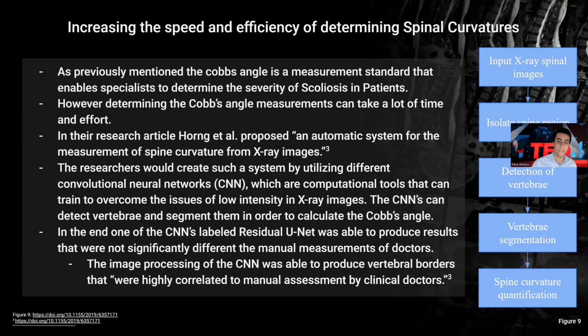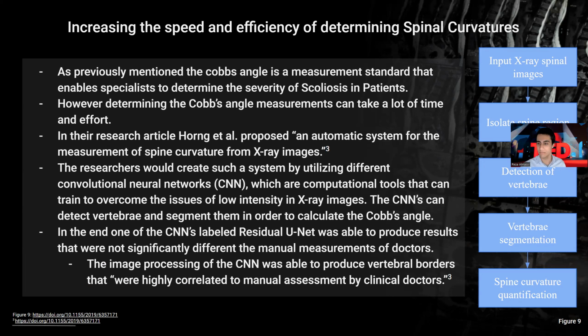In this research paper, the researchers outline a way to significantly speed up the process of obtaining a Cobb's angle calculation. The researchers utilized computational tools to outline individual vertebrae on an X-ray image. These outlined vertebrae could then be utilized to easily find the Cobb's number. This would significantly simplify and speed up the calculation, leading to increased productivity, and this would lead to better outcomes.